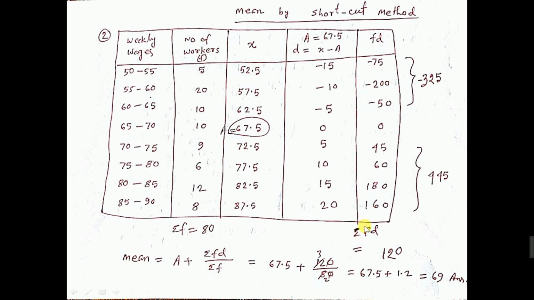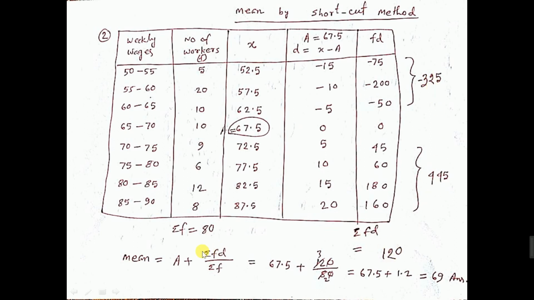Now this total we have to find. Actually for this summation fd we need to calculate, and for this we have to add these things, since these are the same sign. It is minus 325, and these are also the same sign. Add this, it is 445. Now these two you subtract. Sign of the greater one is plus, so here it will be plus. This minus this, it will come 120.